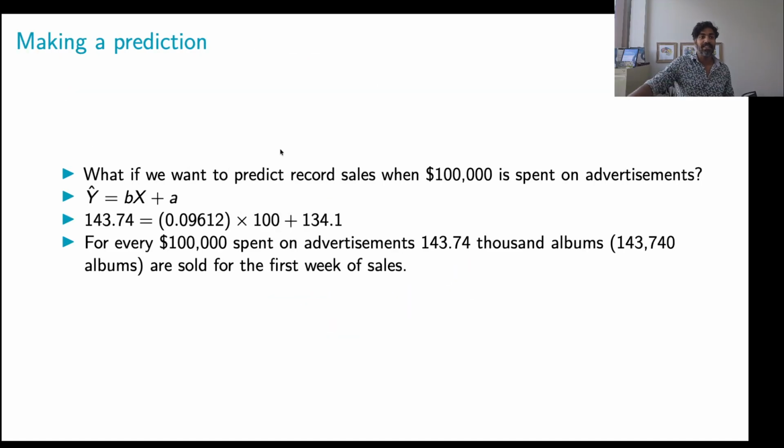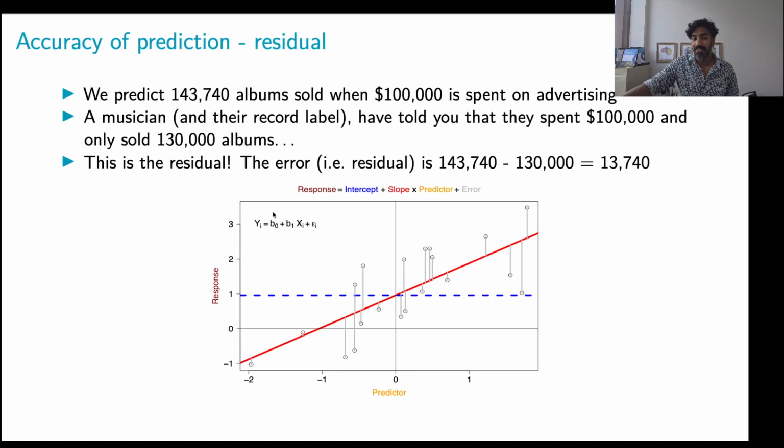So you'll notice when I modeled it here, I modeled it using y hat. I didn't add any error into this model. But in reality, we know that there is error. It's not a perfect formula. And so when we predict it, this is the error. So the error is the residual. So that's 143,740 minus 130,000, right?